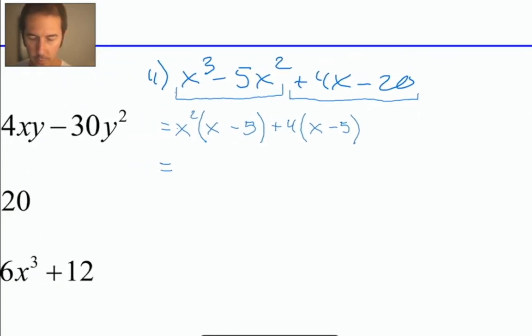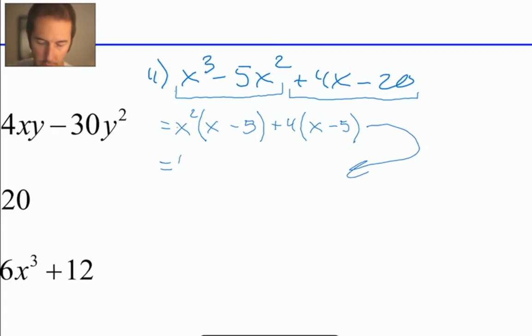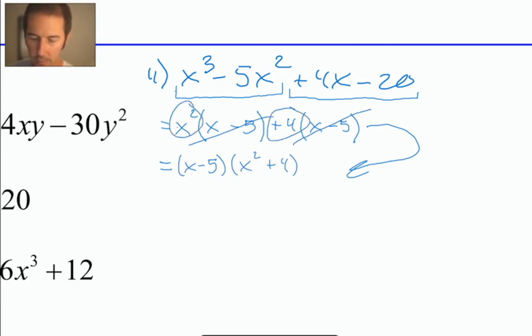So in order to go from this line down to this line, what are we going to do? We're going to factor out the GCF from these two terms. The GCF is the x minus 5. The leftovers are the x squared and the positive 4. After this term contributes the x minus 5 and this second term contributes the x minus 5, what's left? The leftovers, an x squared and a positive 4. There they are.